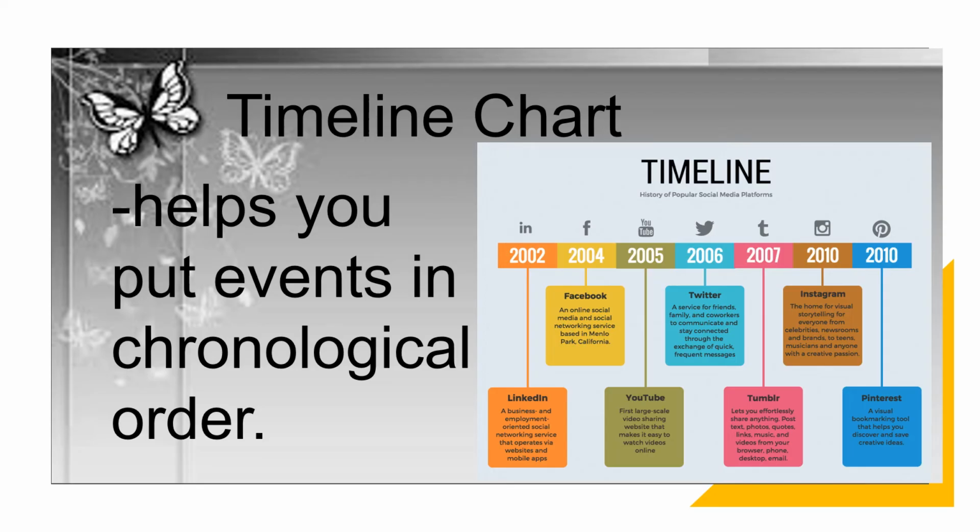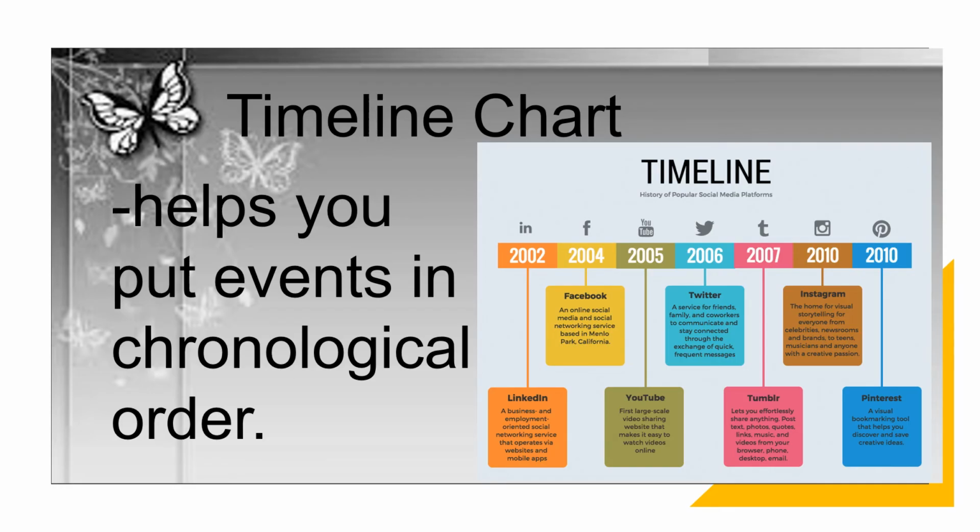Next is what we call the timeline chart. So this chart helps you put events in chronological order. Let us take a look with this given example. Here is the timeline on the history of popular social media platforms. So we have here from 2002 up to 2010. So in 2002, LinkedIn had been introduced to the public. It was followed by Facebook on 2004.